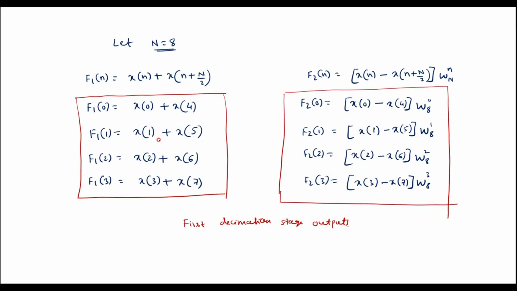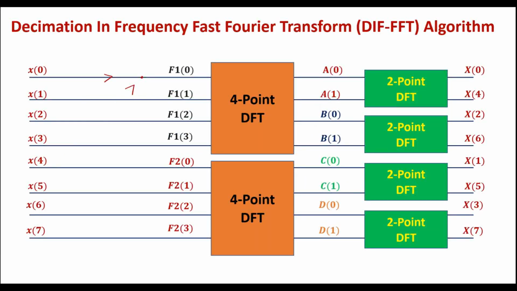f1 of 1 is x of 1 plus x of 5. So here x of 1 and x of 5. So this is the signal. So f1 of 1 is x of 1, x of 5. Similarly, f1 of 2 is x of 2 and x of 6. Similarly, f1 of 3 is x of 3 and x of 7.